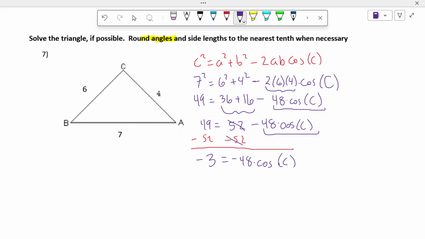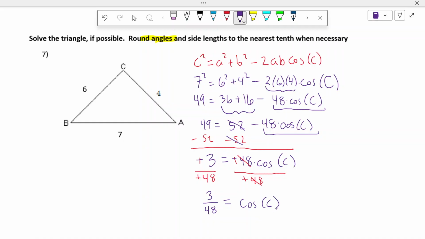Now, we're trying to find the angle, and the angle is right in there. So what I need to do is get rid of some more stuff. Let's divide both sides by negative 48, because it's multiplied here with the cosine of our angle that we're searching for. So these cancel. In fact, over here, the negatives cancel. And so what I've got now is 3 divided by 48, which I'm just going to leave as a fraction. I don't want to turn that into a crazy decimal. And then on the right side I have just the cosine of angle C.